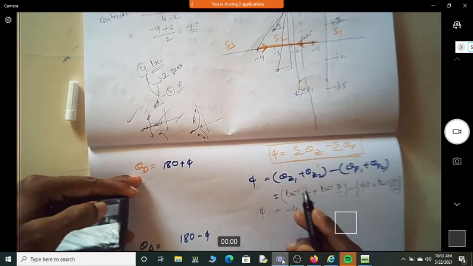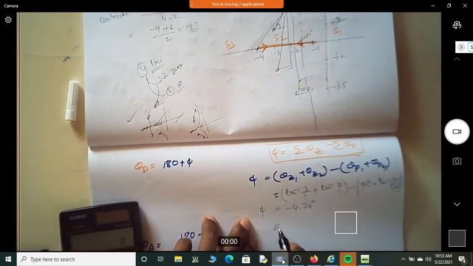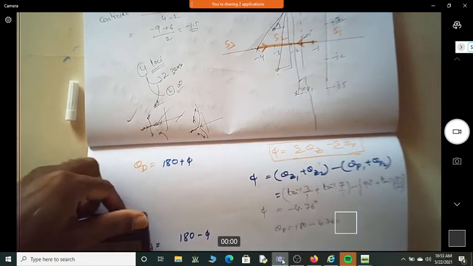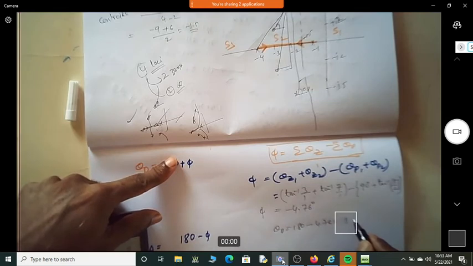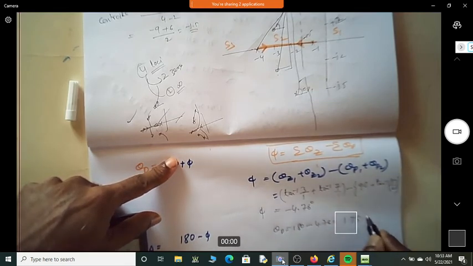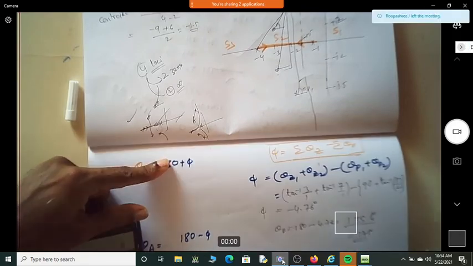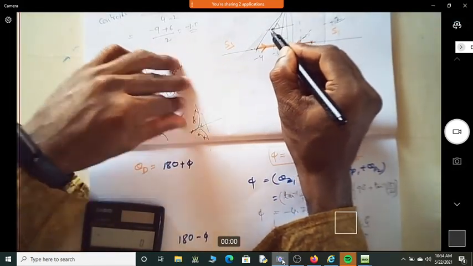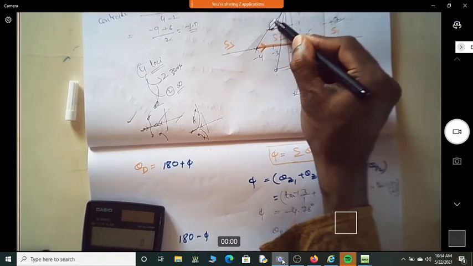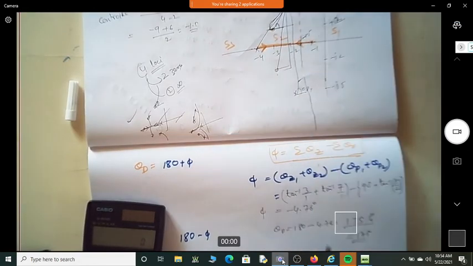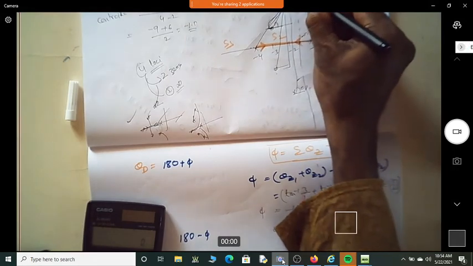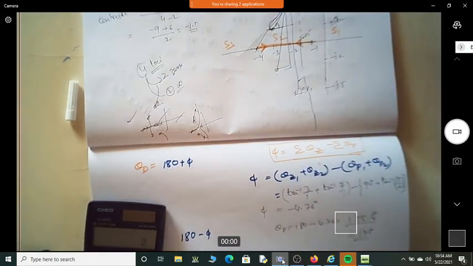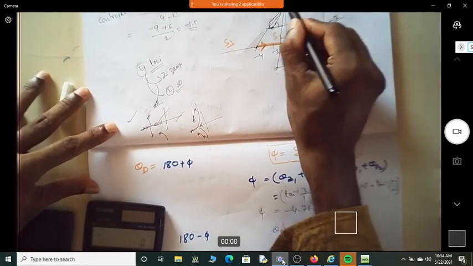This is minus 4.76 phi. Then what is theta d? It is 180 minus 4.76. It is 175.4 degrees or 175 degrees. Correct? So where does 175 come? This is 100, this is 175 somewhere here. Okay, it comes like this. It goes this way. This is 175, so that is the angle of departure.